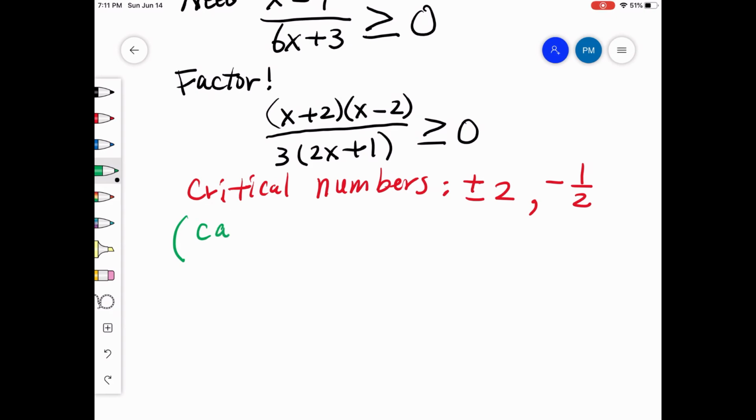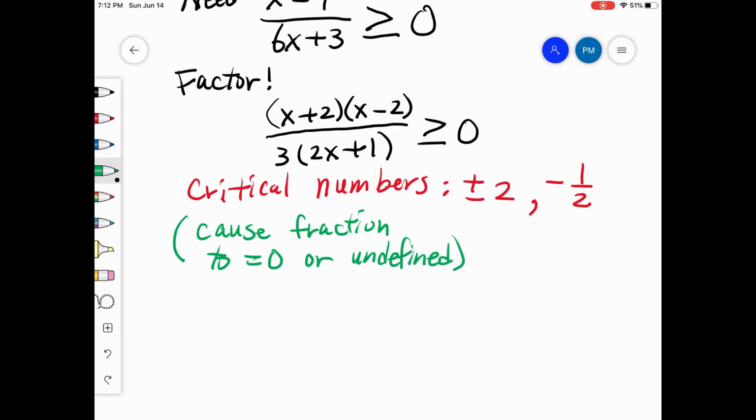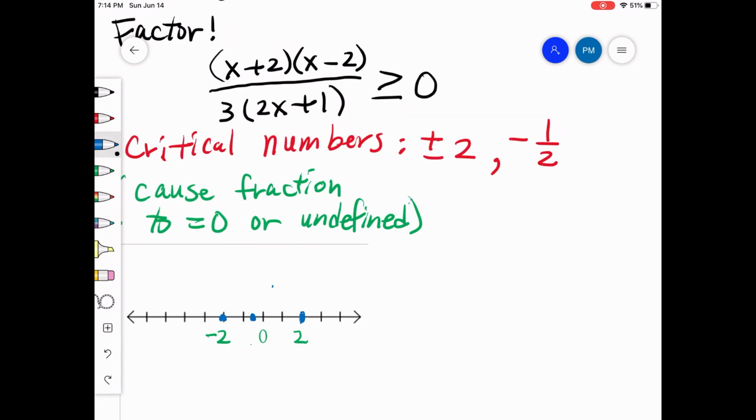Okay, so what are those three numbers? Well, if you plug in positive 2, notice it'll make that second factor on the top right equal 0, which makes the whole thing 0. If you plug in -2, that'll make that first factor equal 0. And if you plug in -1/2 into x, that will make the bottom right factor equal 0, which causes undefinedness. So these are your critical numbers that cause this fraction to equal 0 or undefined.